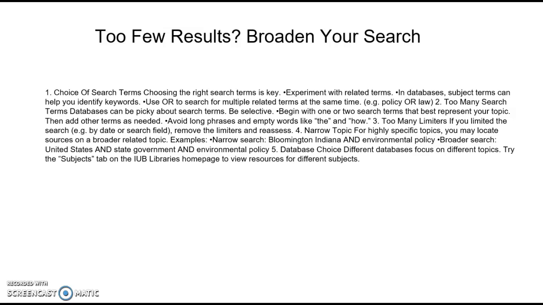If your topic is highly specific, you may need to search for a broader related topic. For example, narrowing your search to Bloomington, Indiana, and environmental policy, a broader search would be United States and state government and environmental policy. For your database choice, different databases focus on different topics, which is why I suggested some databases for each subject. So try the Subjects tab on the library's homepage to view resources for different subjects.